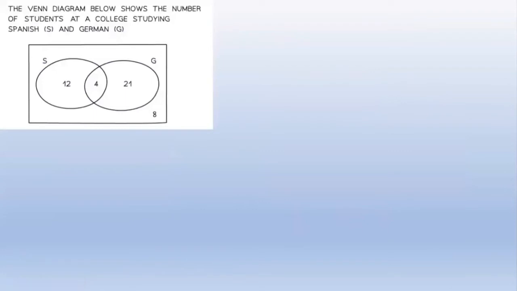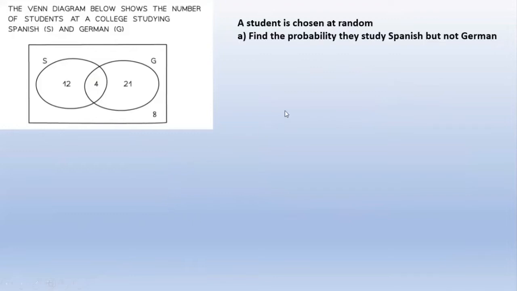The Venn diagram below shows the number of students at a college studying Spanish and German. Spanish is denoted with S and German with G. So we have a question here. A student is chosen at random. Find the probability that they study Spanish but not German.